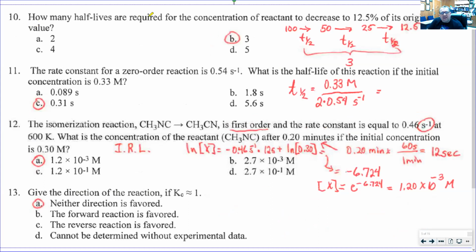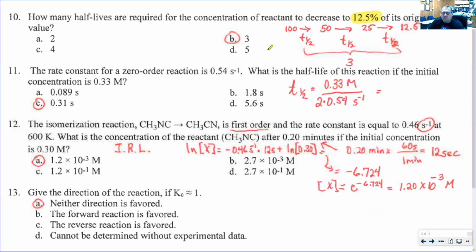All right, number 10 is how many half-lives are required for the concentration of the reactant to decrease to 12.5% of its original value. So we think about half-lives. Every time a half-life passes, we cut the concentration in half. So it goes from 100 to 50 in the first half-life. It goes from 50 to 25 in the second half-life, and it goes from 25 to 12.5 in the third half-life. So there's a total of 1, 2, 3 half-lives to make this change. So choice B, 3 half-lives. And we did good on that one as a class as well.